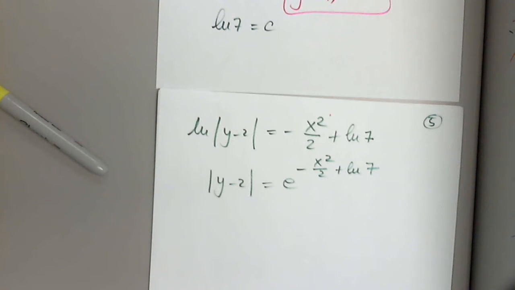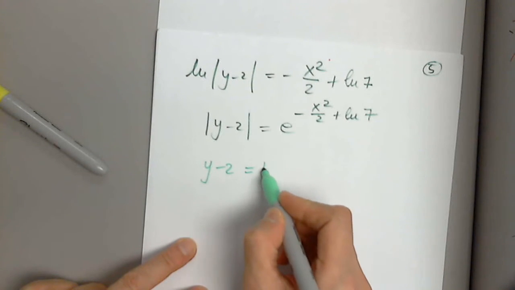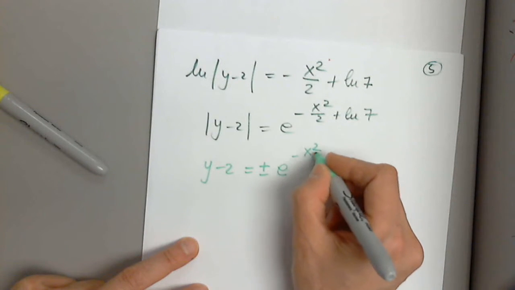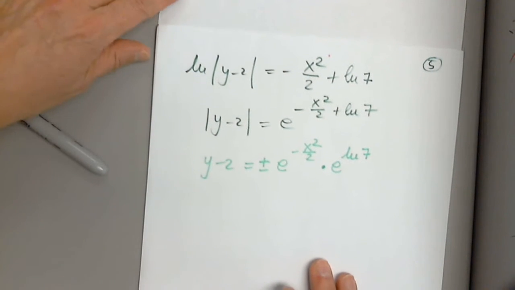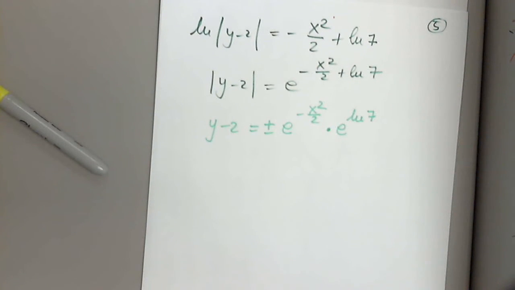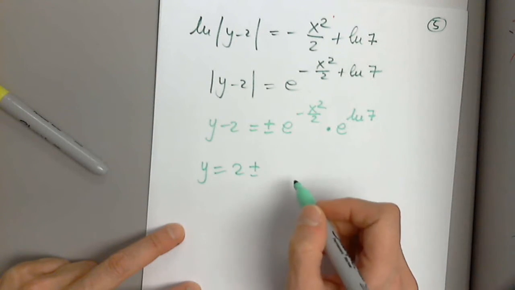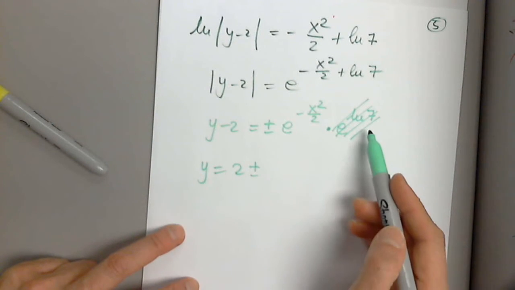Okay, what next? So what we do next, of course, is the same thing we just did. So I have y minus 2 equals plus or minus e to negative x squared over 2 times e to natural log 7. Or y equals 2 plus or minus. Can anyone tell us what this is? It'll be a constant. Yeah, this will be 7.